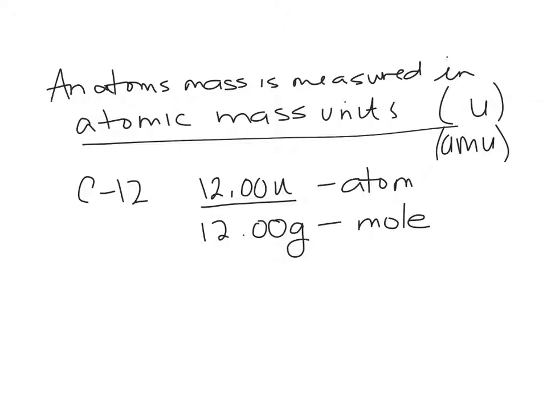So 1 mole of an element has a mass in grams, while the other numerical value is the mass of 1 atom in U. But they're very different quantities. One is 6 times 10 to the 23 atoms. The other is just 1 atom. So the mass of 1 mole of substance is called the molar mass.